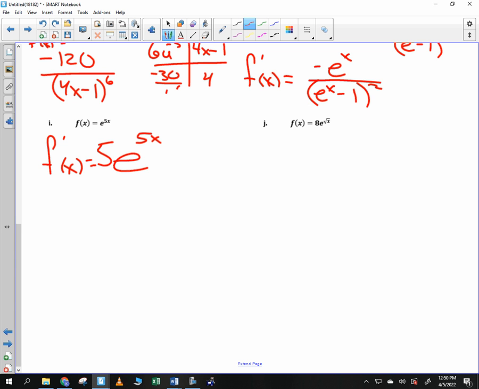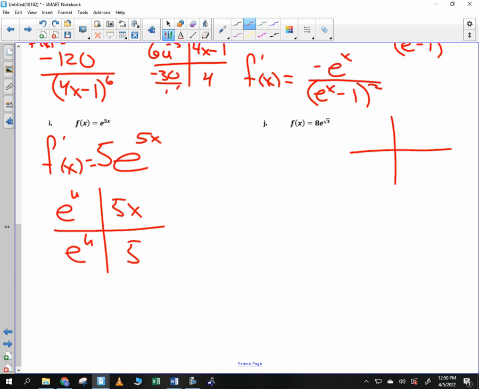Wait, what happened? What did you just do here? I took the derivative. I used the chain rule. Derivative of 5x is 5. You just didn't write it in the box. I'll write the boxes. e to the u, 5x. The derivative of 5x is 5. The derivative of e to the u is e to the u.